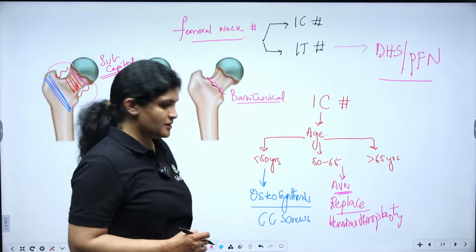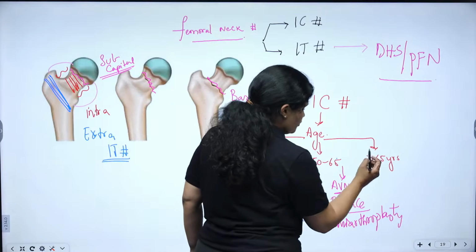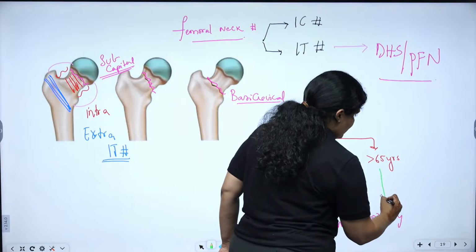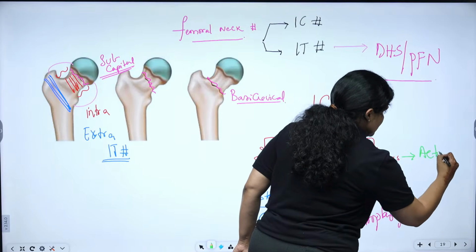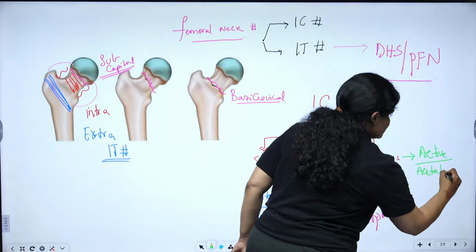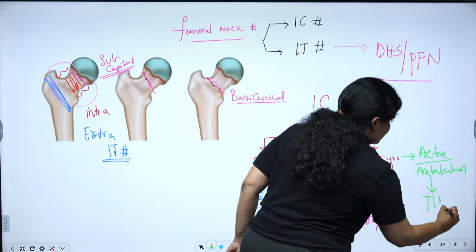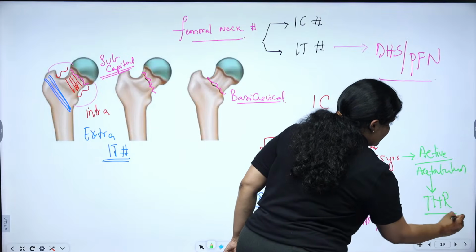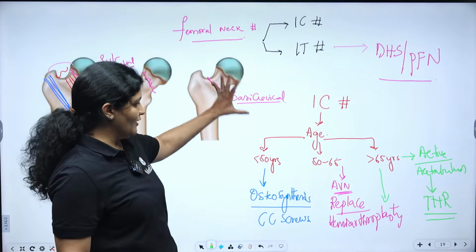You can see, right? And then if it is more than 65, still you can go for hemiarthroplasty. And if the patient is an active individual with acetabular changes, so if there are acetabulum changes showing degeneration, then you can go for THR, that is total hip replacement. Very, very important. You have to understand this.